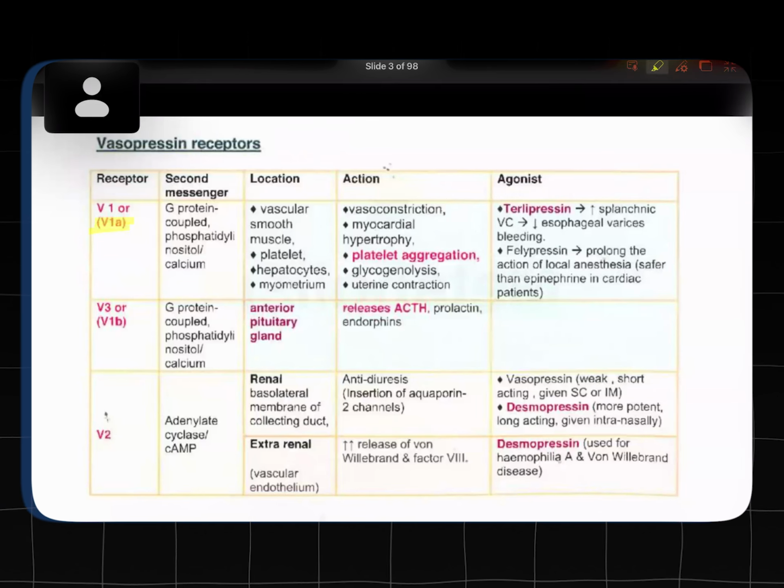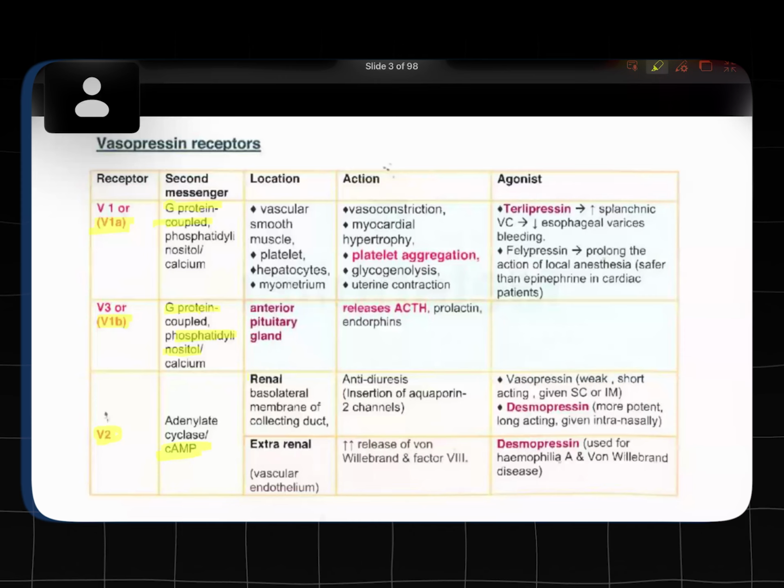So the question will be based on V1A, V1B, and V2. First we shall discuss V2. V2 is cyclic AMP related, whereas V1s are G protein coupled, phosphatidylinositol mediated secondary messengers. Both are previous year's questions.